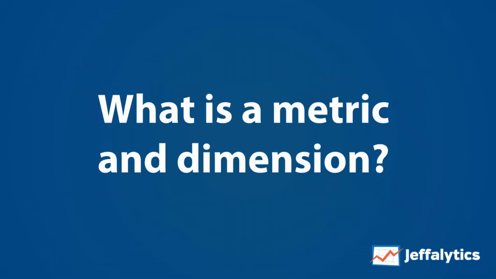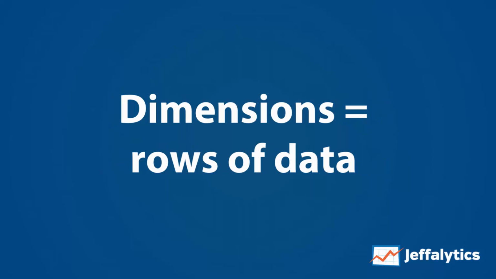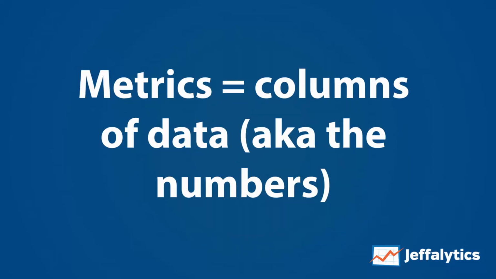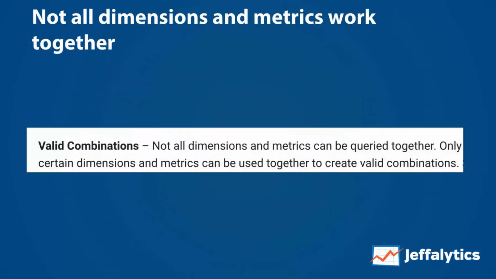But before we get into that explanation, you might be wondering to yourself, what is a metric and what is a dimension? Think about it this way. A dimension is the row of data that you see. So basically a label on the left-hand side and then the row of data in your table. And the metrics, they're the columns. Basically, they're the numbers that go into your reports. And so that's the difference between a metric and a dimension.